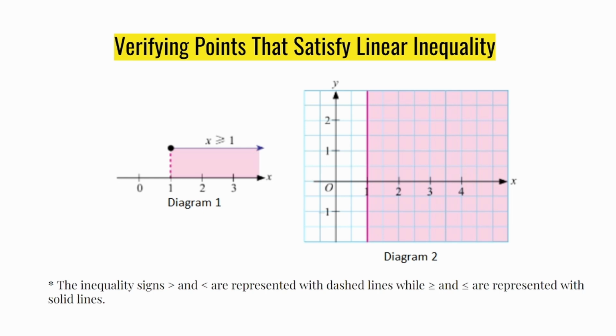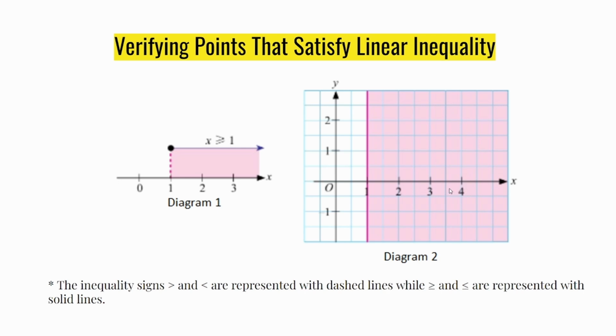And then diagram 2 is the fully expanded graph, where as you can see, x is greater than 1, so it encompasses the entire area, whereas it goes in ascending order 1, 2, 3, 4, and so on and so forth. So if you take a look at the star over here, the inequality signs greater than and less than are represented with dashed lines.